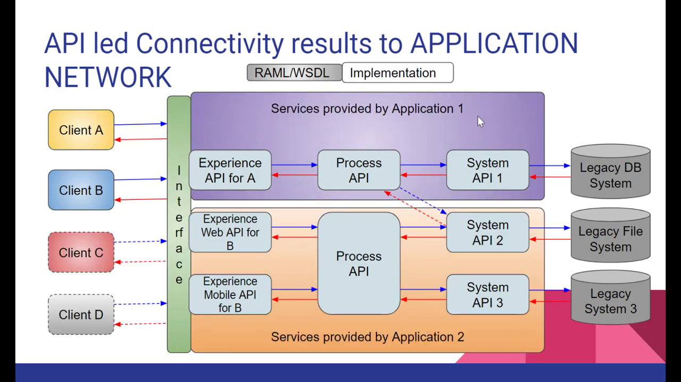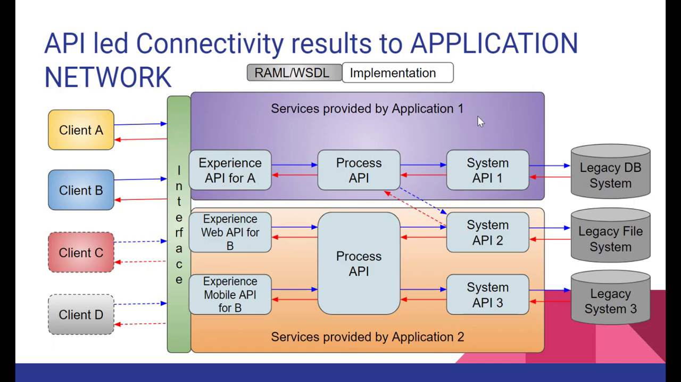So now if you see services provided by application 1, and there is also services provided by application 2. As you can see, the applications are interacting with each other via the API. So now you can see that the API led connectivity is happening, as well as a network of applications is being created, right? So this is the application network.